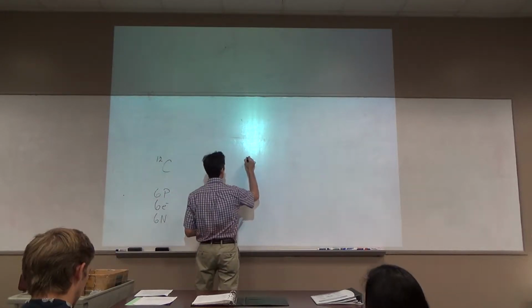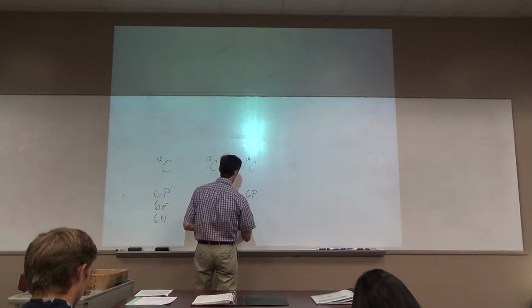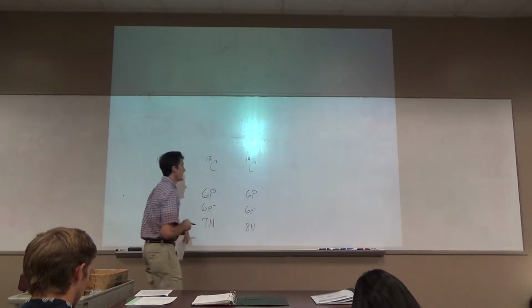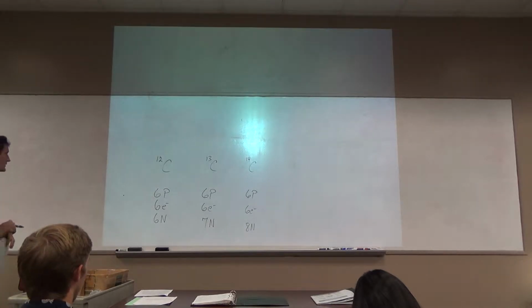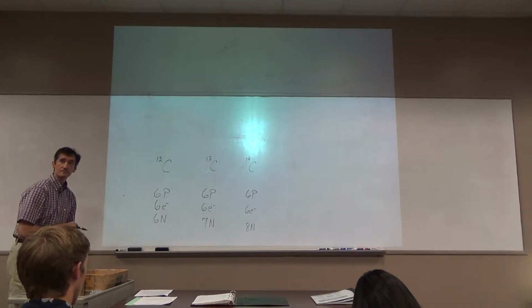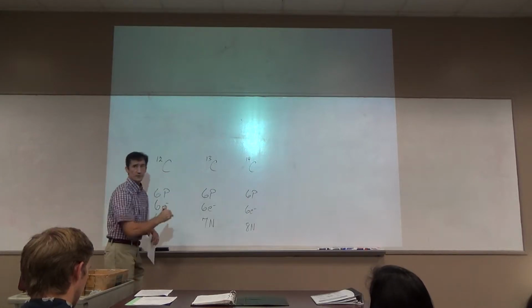What else we got? We got what? Carbon 14? What we got? 6p, 6e, and what's that? 8? Yeah. Was there another one? Carbon 11. What do you know about carbon 11? Radioactive. Yeah, it's radioactive. Carbon 14 is radioactive.